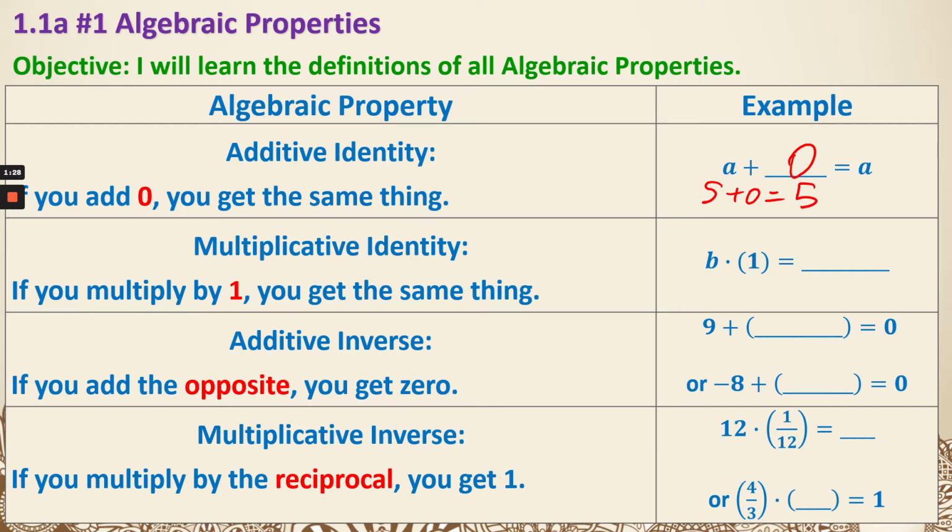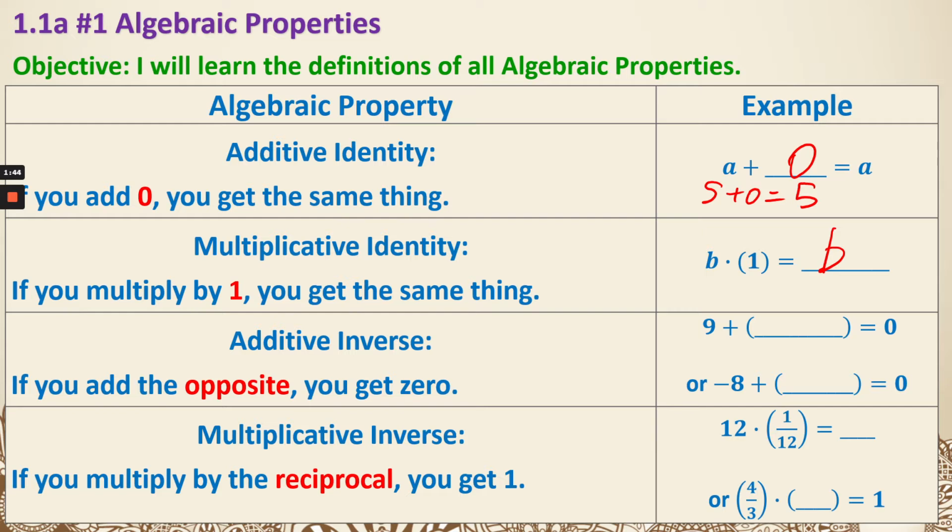Second one, multiplicative identity. If you multiply by 1, you get the same thing. So this time it's not multiplied by 0, because that would just give us a 0. It's by 1. And you get the same thing back. So b times 1 gives us b.